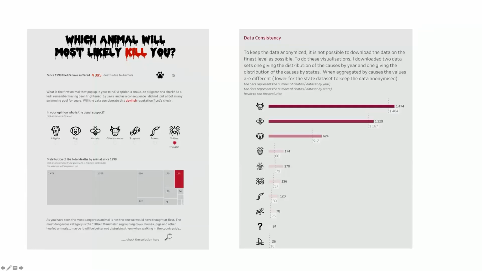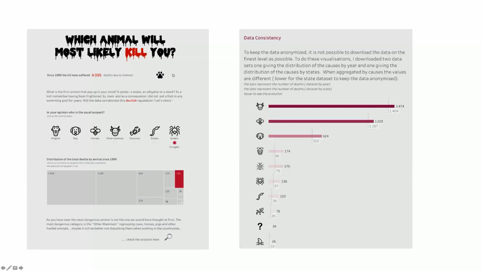Okay, so that is another dashboard I did in Tableau Public. I usually love to have fun, so it's completely different from my business dashboard. It asks, which animal will most likely kill you? And the conclusion is quite funny. If you have time, you can have a look. Maybe the most dangerous animal is not the one that we think.